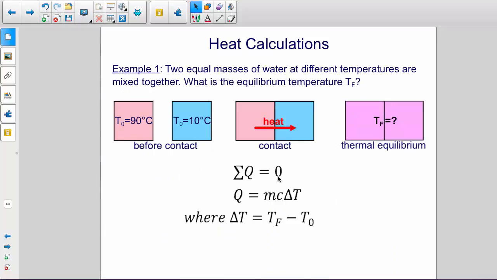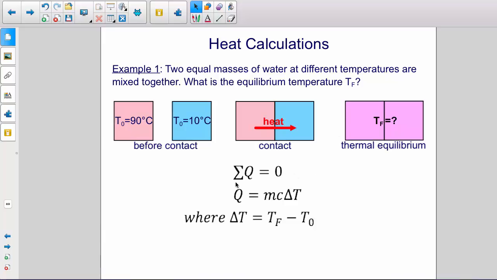Let's see how this equation of thermal equilibrium can be used to help us find the final temperature for two objects of different temperatures that have been brought in contact. So in this example, let's look at two equal masses of water at different temperatures. When we mix them together, it's as though we're bringing them in contact. We'll take one to be at 90 degrees Celsius, the other at 10 degrees Celsius. We bring them into contact, and what do we expect to get?